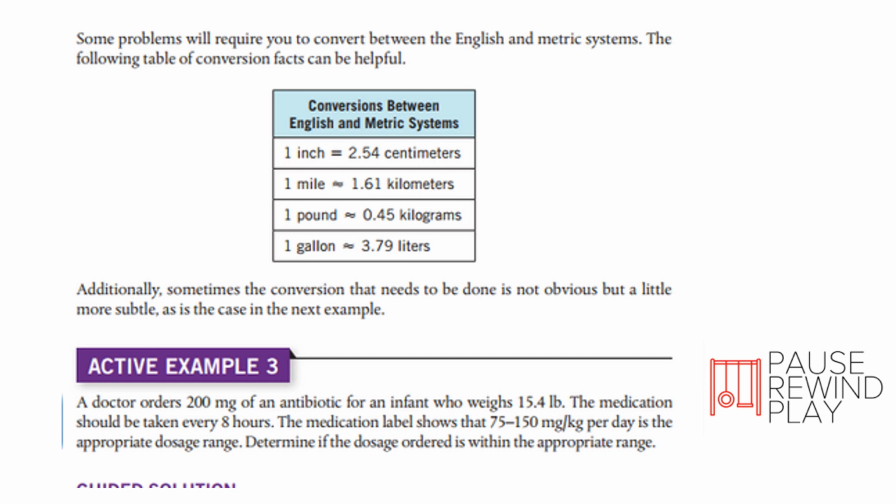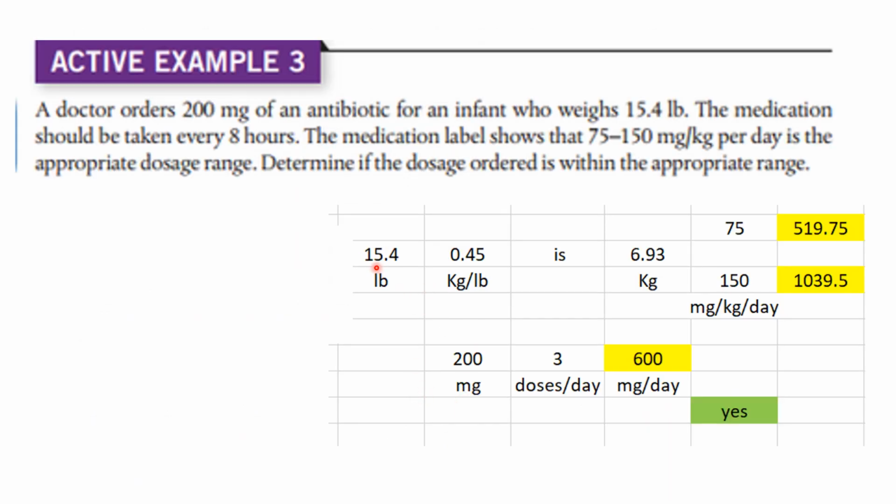Let's see how you did. Okay, so you have 15.4 pounds, and we have to multiply by 0.45 kilograms per pound. And so this is going to change the weight from pounds to kilograms. And so this baby has a mass of 6.93 kilograms. Now the upper dosage is 150 milligrams per kilogram per day, and so you would multiply that times 150. The lower is this. And so you see you want to be between 519 and 1,039.